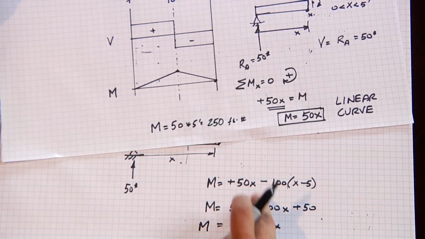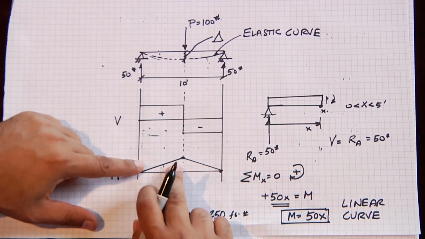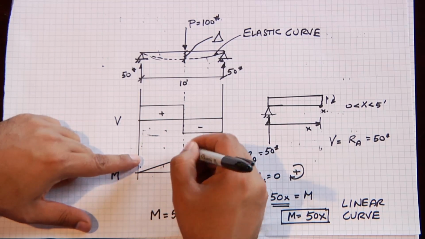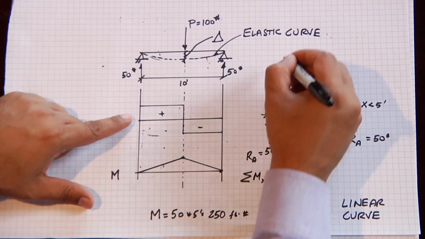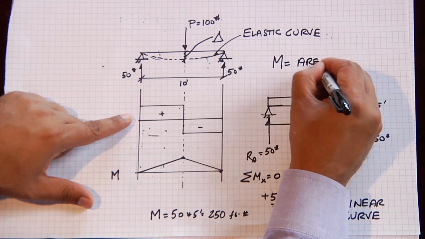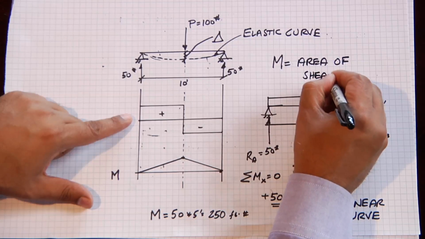Now the shortcut: when you have to do this on a test, it's quite difficult to do the mathematics. The shortcut is to remember that the value of the moment diagram is always equal to the area of the shear diagram. Let's write that down. The value of the moment diagram is equal to the area of the shear diagram. Let's see how that works.